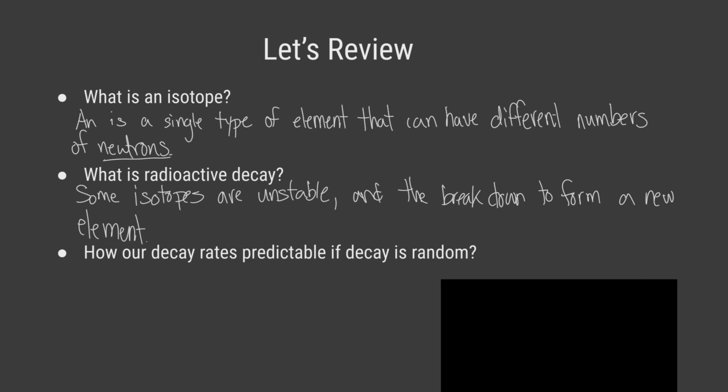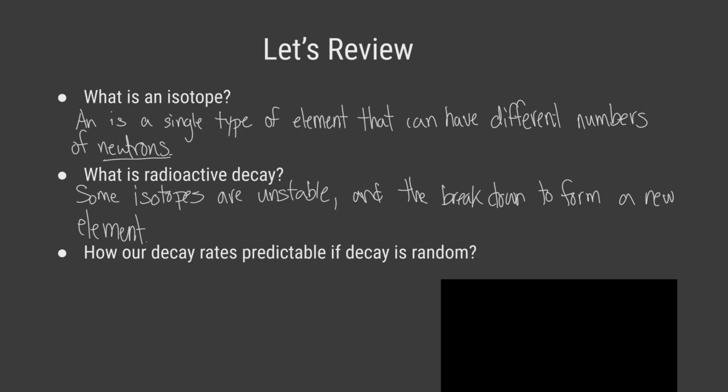So we talked about carbon earlier. Carbon-14 is an unstable isotope of carbon, and after enough time, that element will decay and break down into nitrogen-14. So carbon can change into nitrogen if it's carbon-14 because it's unstable, and that nucleus inside that atom will eventually break down. This is a simple look at radioactive decay, but it's sufficient for what we're going to be doing in our class. So again, some isotopes are unstable, and they break down to form a new element.